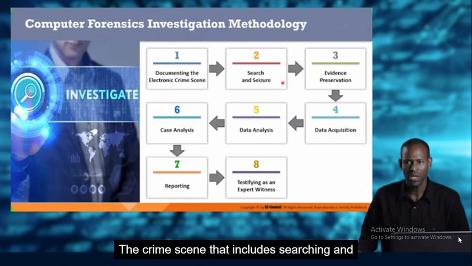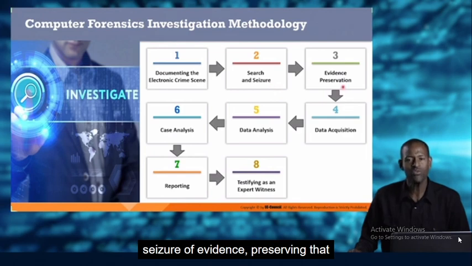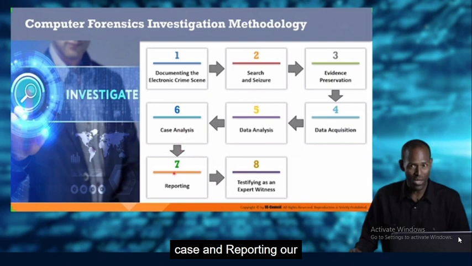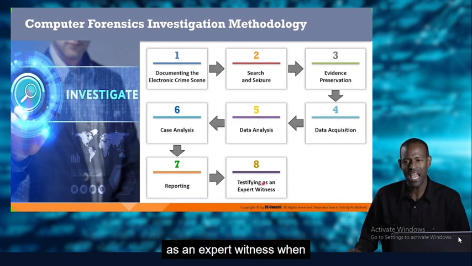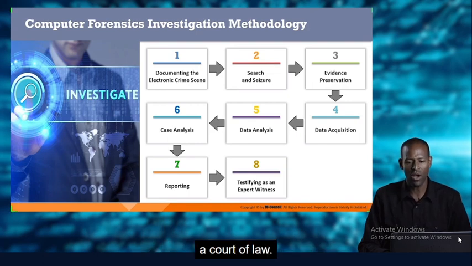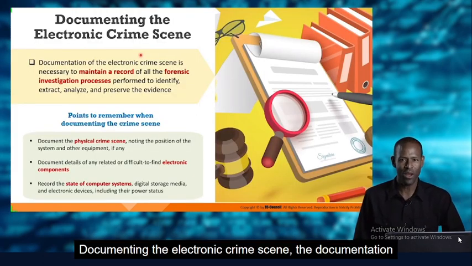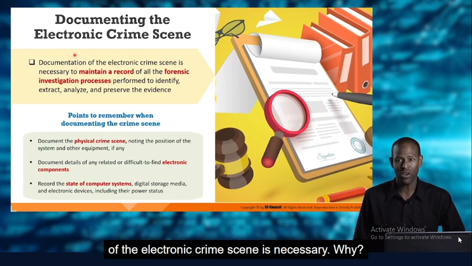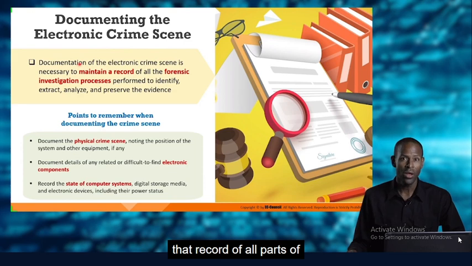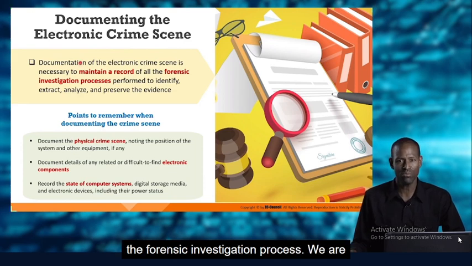That includes searching and seizure of evidence, preserving that evidence, acquiring and analyzing data, analyzing the case, and reporting our findings, and potentially testifying as an expert witness when that digital evidence is presented in a court of law. Documenting the electronic crime scene. The documentation of the electronic crime scene is necessary. Why? Because we want to have a record, maintain that record of all parts of the forensic investigation process.